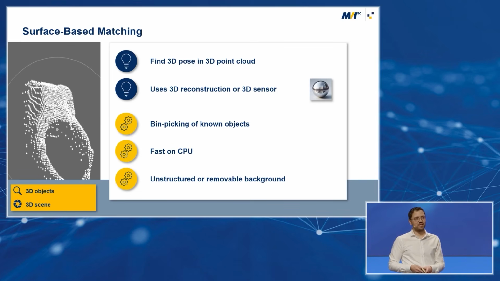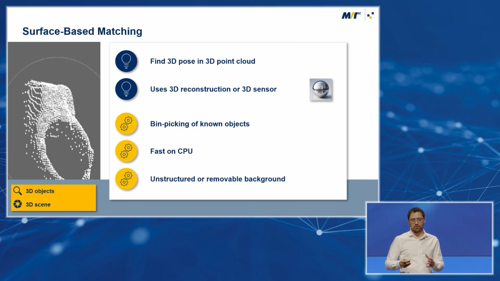Then surface-based matching can be used to find the positions of CAD models in that point cloud. So that's the key difference to deep 3D matching. You need a surface reconstruction, and you can see that reflective ball up there. It's not always easy. There are some parts, especially reflective metallic parts, but also translucent parts, where it's difficult to get a good surface, even with very, very good 3D sensors.